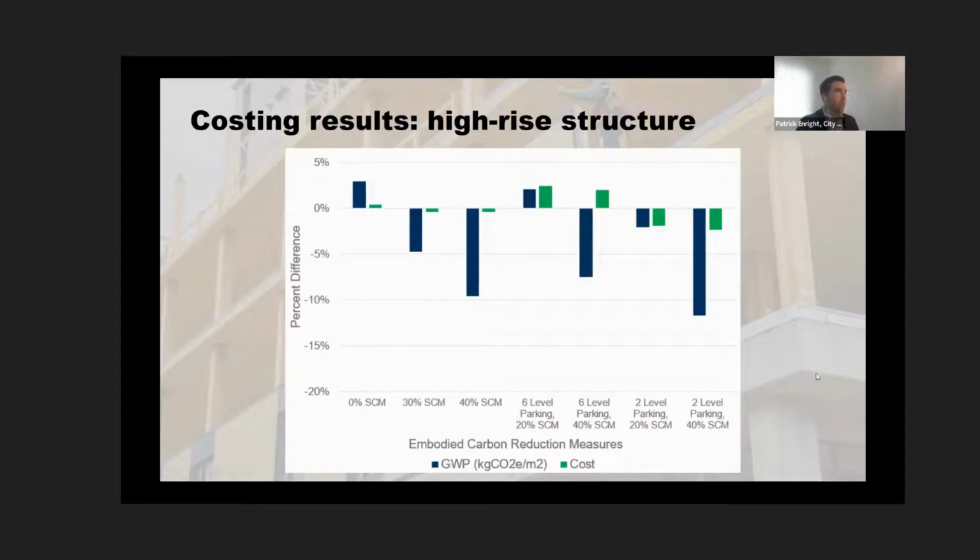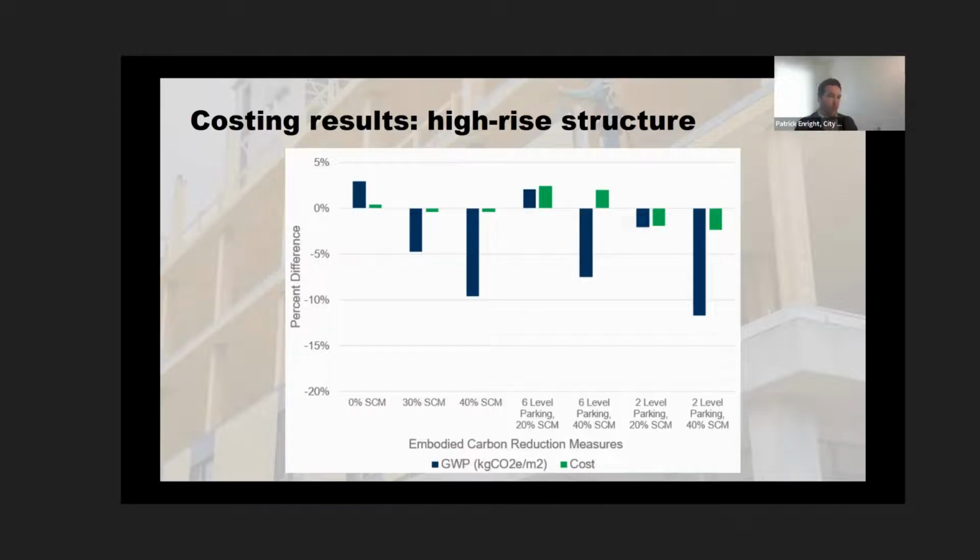So just looking here at the high-rise, at the structural changes that were studied. The blue is the change in embodied carbon, so a negative percent is good, and the green is the change in costs. Again, negative is good. And in some cases, with some caveats, there's potential to reduce both embodied carbon and costs at the same time.